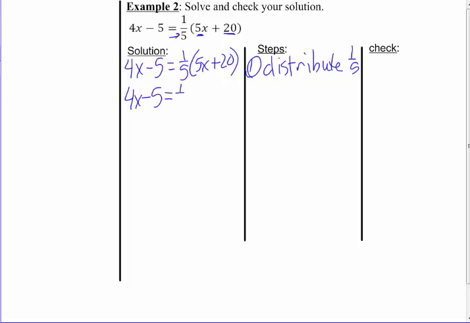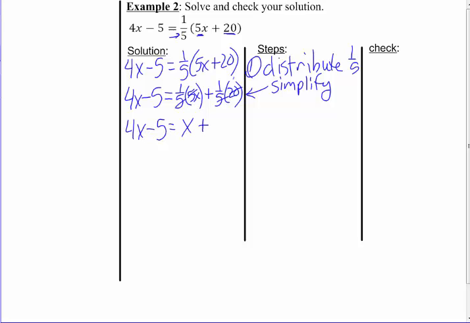So I'm going to do it in two steps. 1/5 times the 5x plus 1/5 times the 20. And because I did this extra step, we need to simplify it. 4x minus 5 equals 5 goes into 5 once, so that's 1x plus 5 goes into 20 4 times. 4 times 1 is 4.